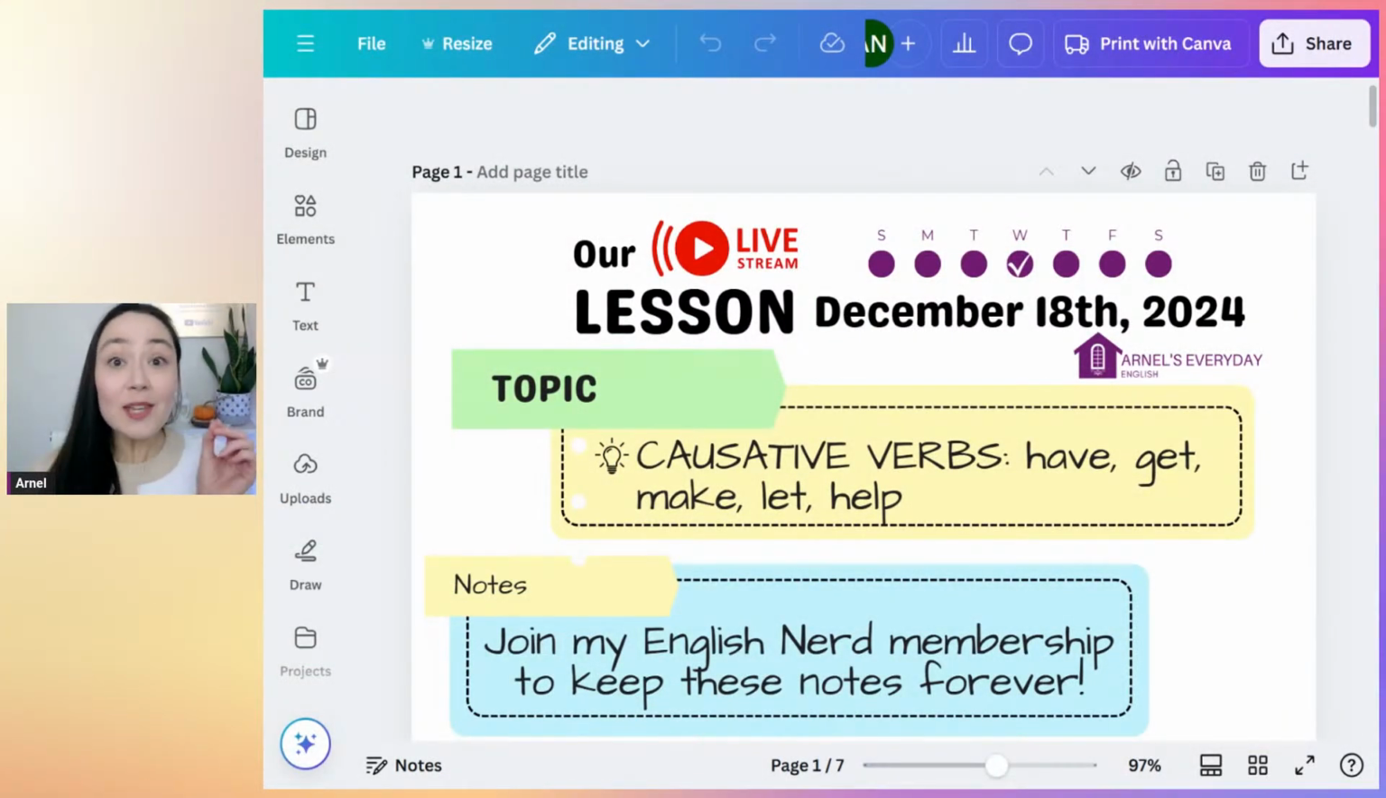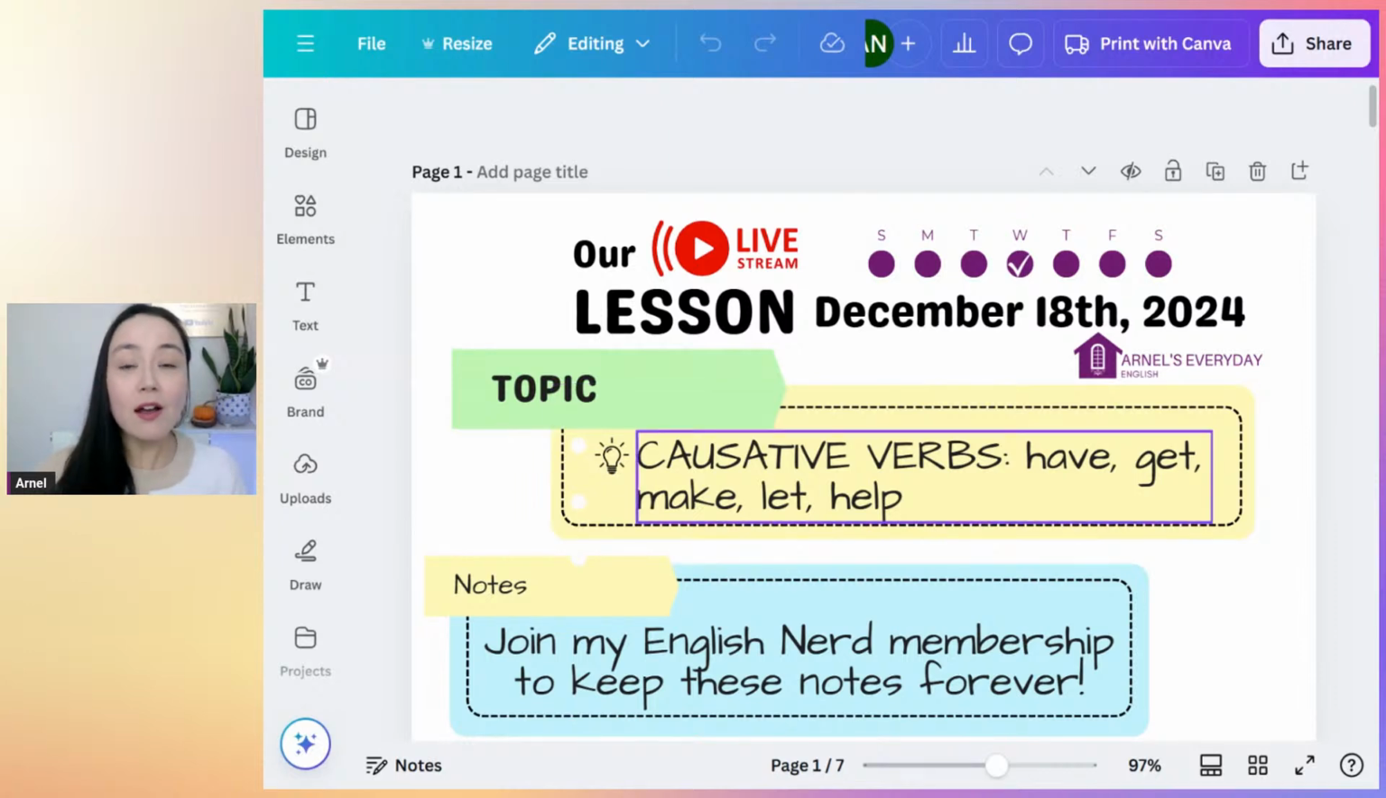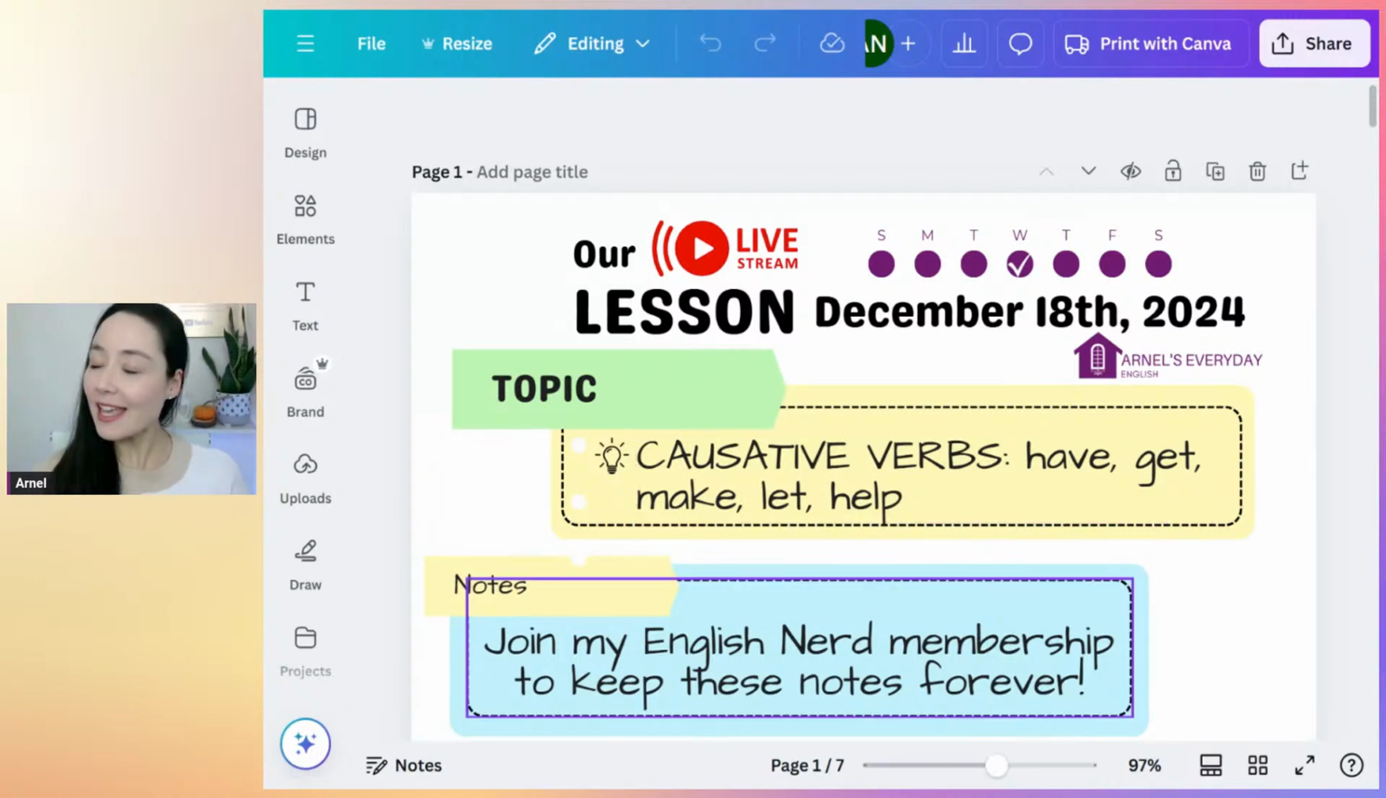Okay, today you can see we're going to speak about causative verbs. Have, get, make, let, and help. In today's lesson, we'll go through everything step by step.